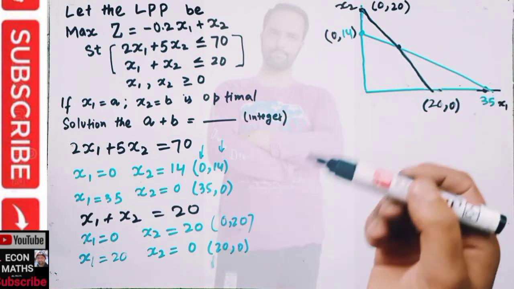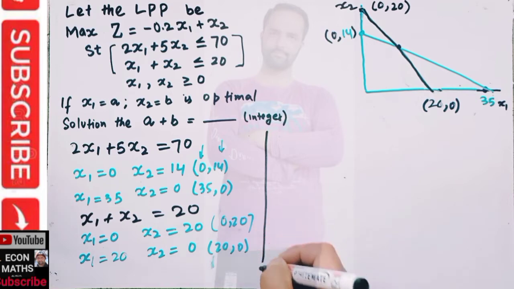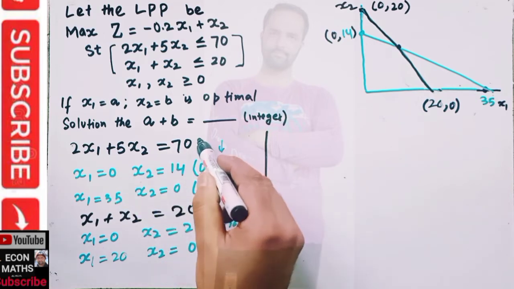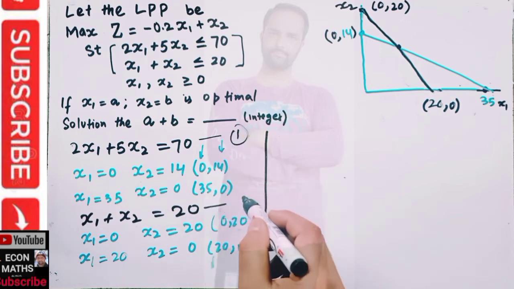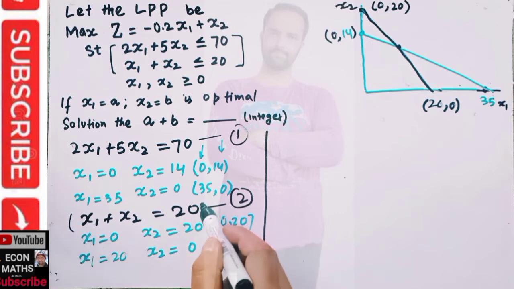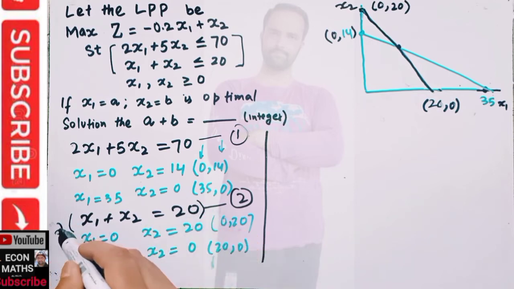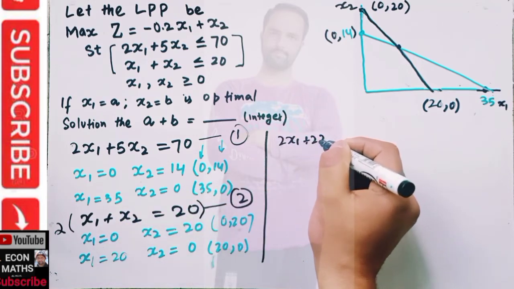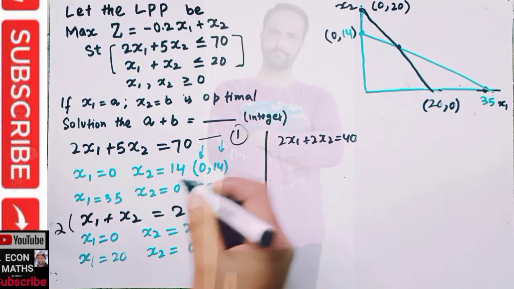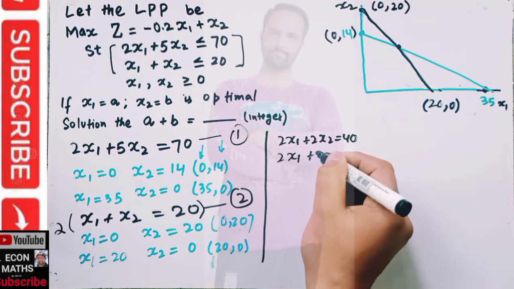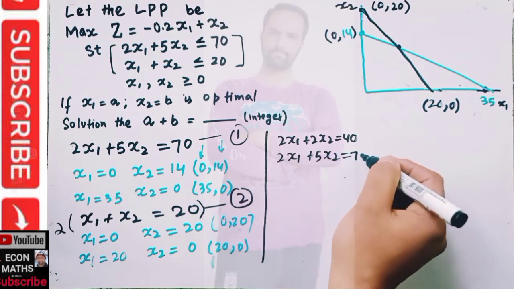Okay, where these two lines intersect. For that, what we need to do, simply take these two equations. Let us say this is equation first, equation second, solve them for x1 and x2. How can we solve? If we multiply this equation both sides by 2, it will become 2x1 plus 2x2 is equal to 40. And originally we have this equation 2x1 plus 5x2 is equal to 70.